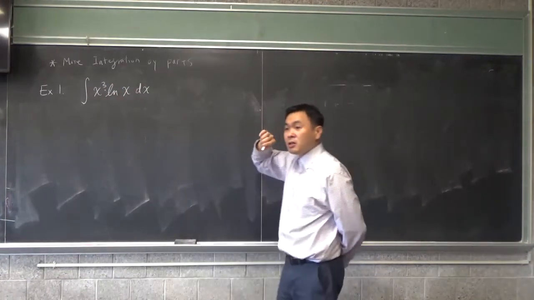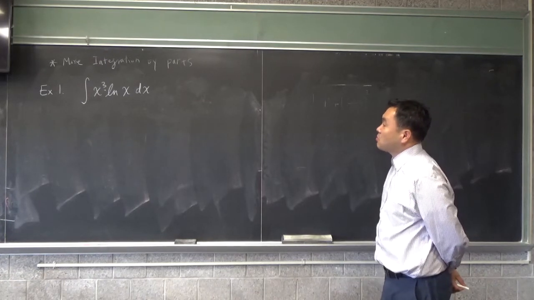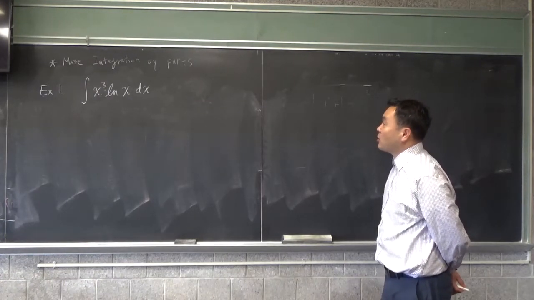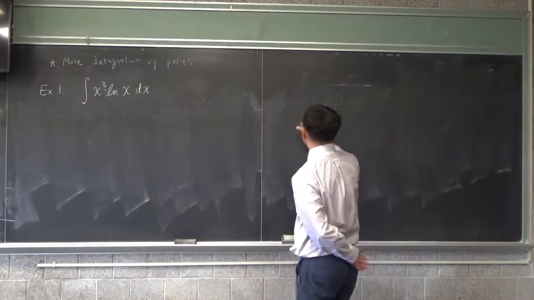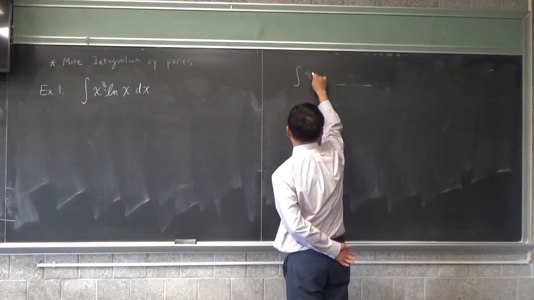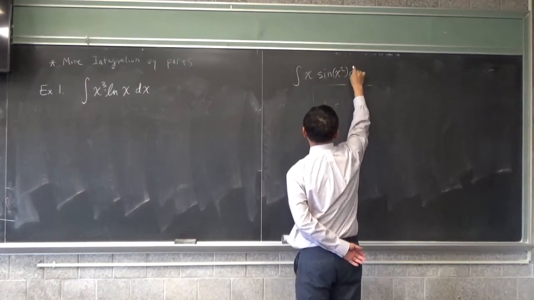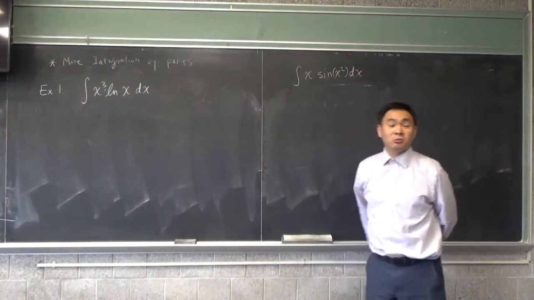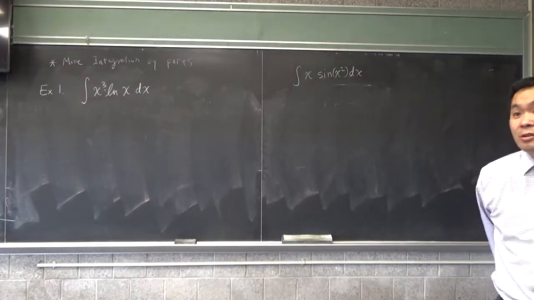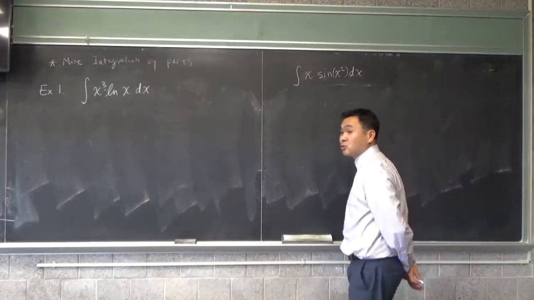Now, then you might ask, well, for any products, do you always use integration by parts? And the answer is no, because here's an example. Integral of x times sine x squared. For this one, what should you use? Use u sub. You have to use u substitution. Okay? You can't do it by integration by parts.